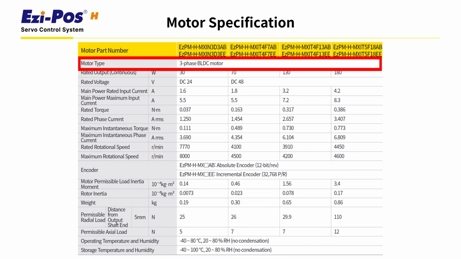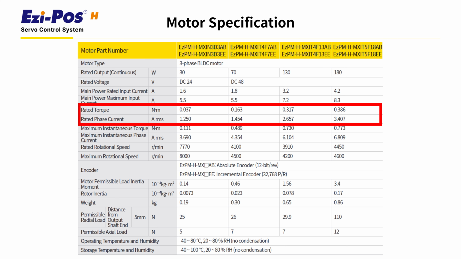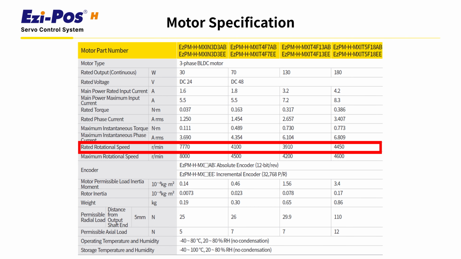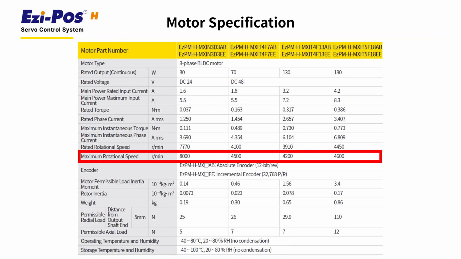The motor type is a 3-phase BLDC motor. Each motor's rated torque, phase current, maximum instantaneous torque, and maximum instantaneous phase current are specified. The rated speeds are 30 watt, 7,770 revolutions per minute, 70 watt, 4,100 revolutions per minute, 130 watt, 3,910 revolutions per minute, 180 watt, 4,450 revolutions per minute. The maximum speeds are 30 watt, 8,000 revolutions per minute, 70 watt, 4,500 revolutions per minute, 130 watt, 4,200 revolutions per minute, 180 watt, 4,600 revolutions per minute.